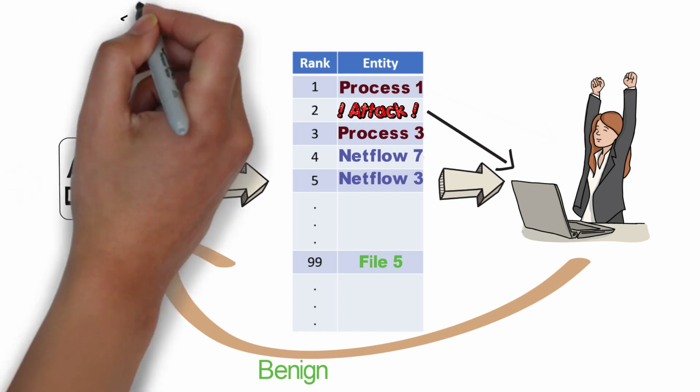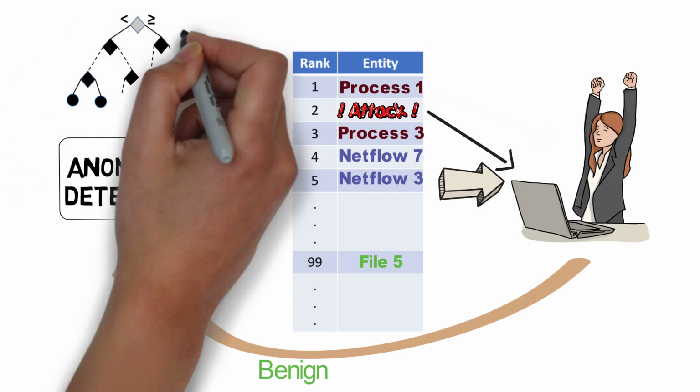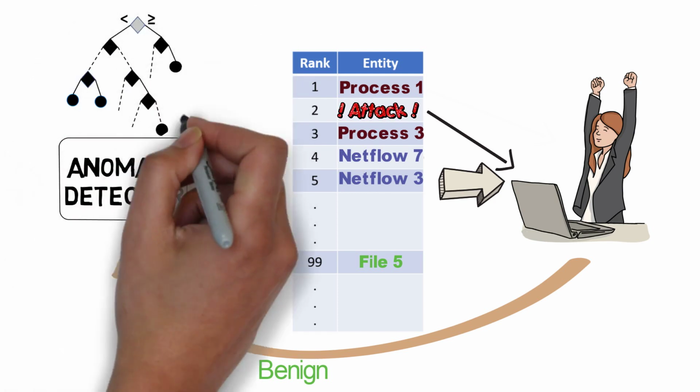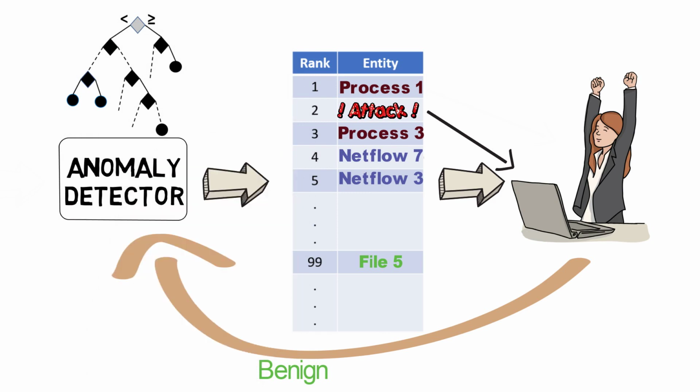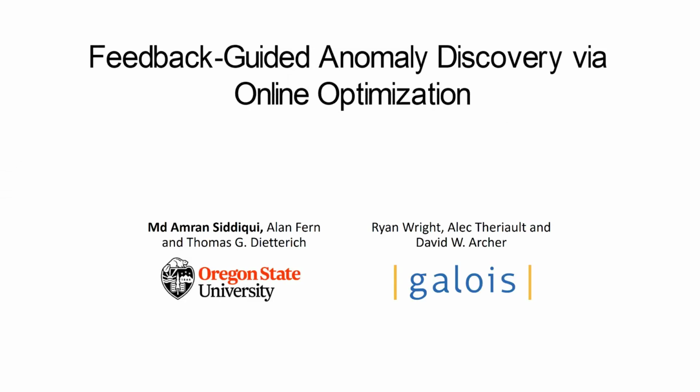In this work, we mainly focused on tree-based anomaly detectors, which have been shown to be the state-of-the-art in the literature. To incorporate feedback, we first transformed the trees into equivalent linear forms and employed online optimization techniques to adjust the corresponding parameters. The process is very simple, fast, and it requires no hassle of parameter tuning. For more details, please read the paper.